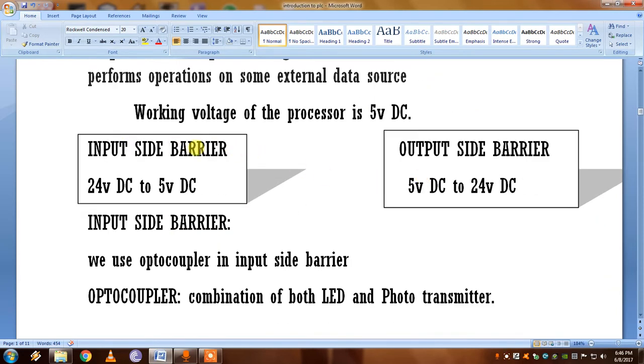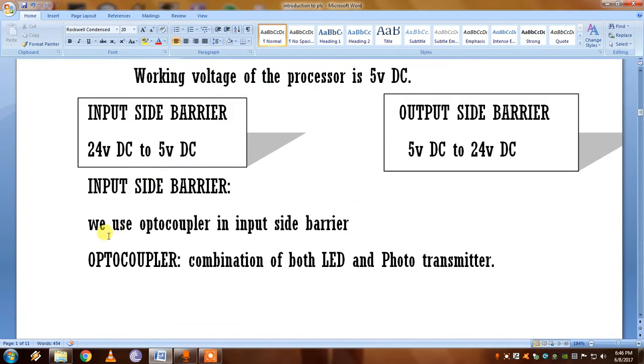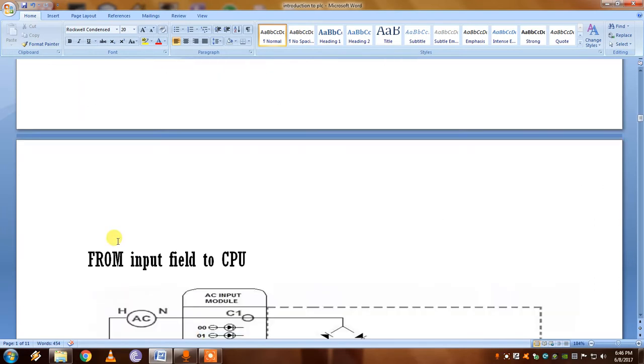In that way, the input side barrier and output side barrier come into play. In the input side barrier, 24 volt DC is converted to 5 volt DC, which is the working voltage of the processor. In the output side barrier, the 5 volt DC from the processor is converted to 24 volt DC for the output. In the input side barrier, we use an optocoupler. An optocoupler is nothing but a combination of an LED and a phototransistor.